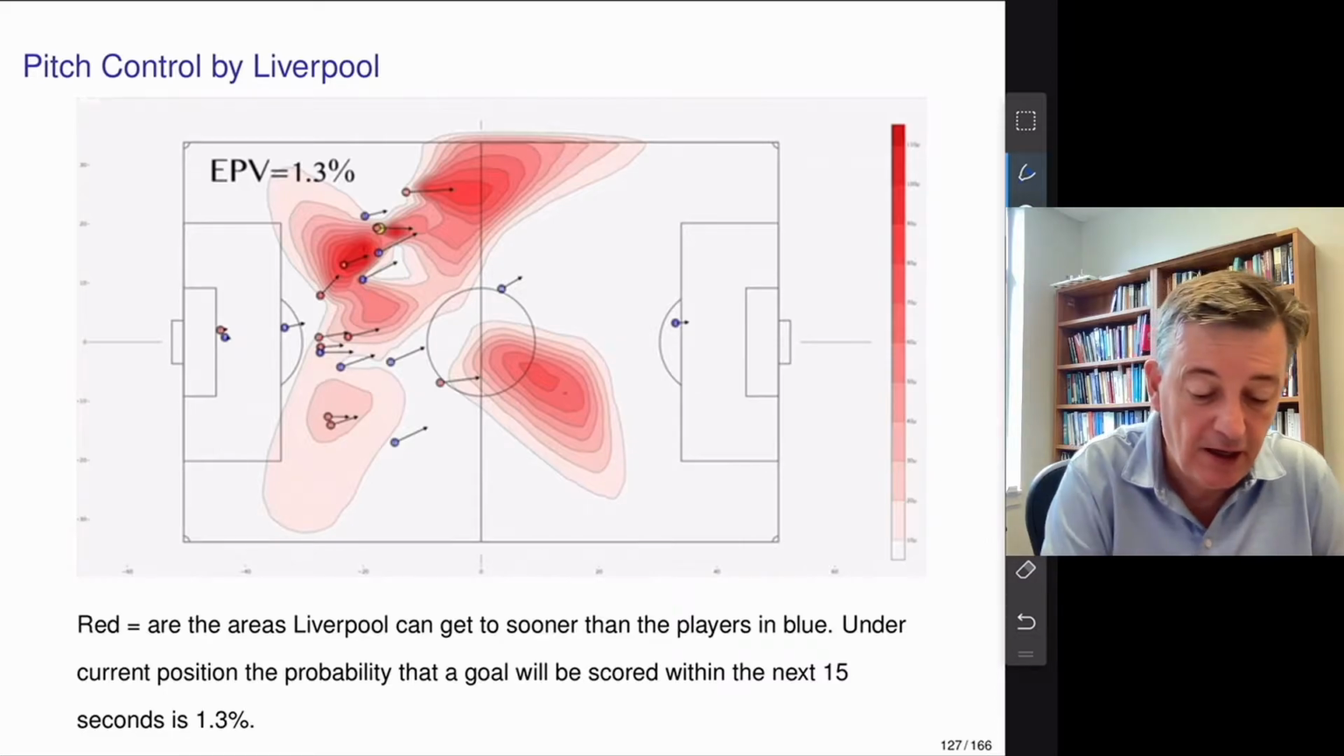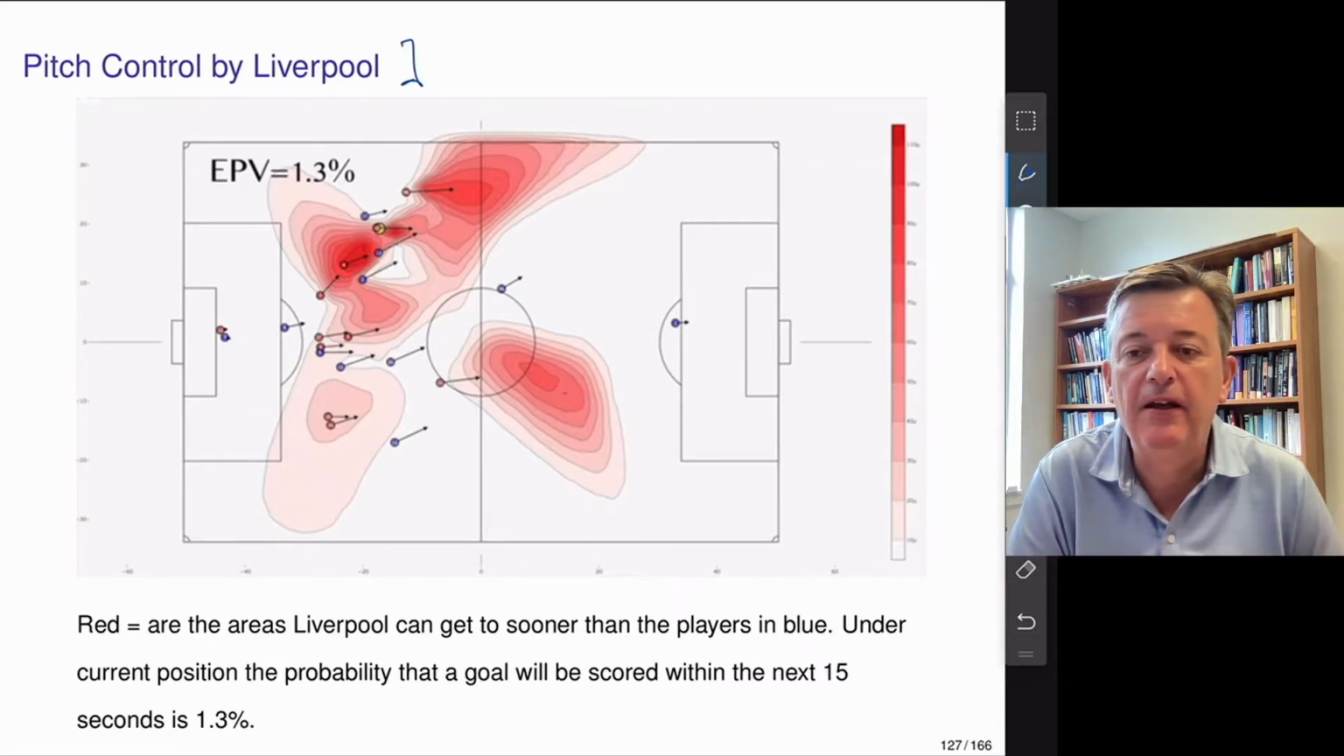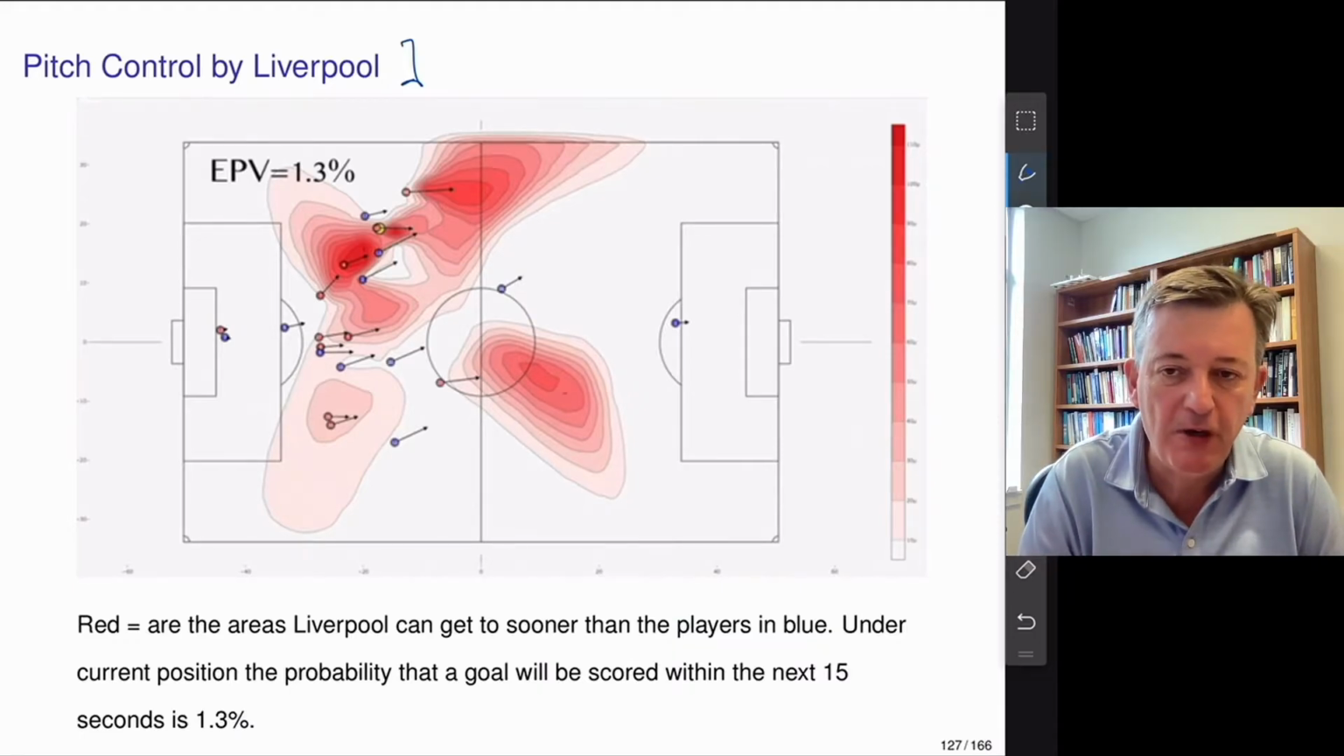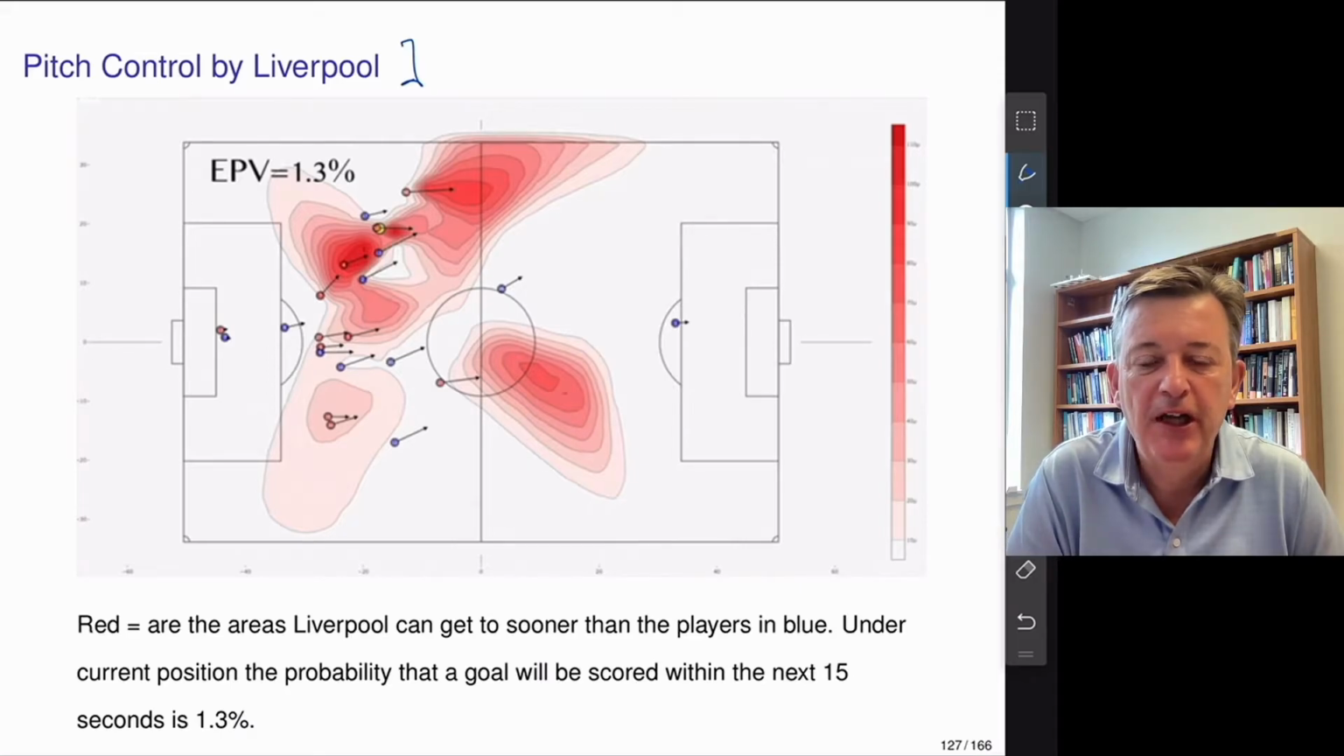If you click on the link up here, the data science team at Liverpool created these things called heat maps. And so the red areas, no pun intended, given that Liverpool are the Reds, are the areas where Liverpool can get to sooner than the blue players. And the model, based on a logistic regression, estimates how much more likely you are to score a goal within the next 15 seconds if you can do that. And scoring a goal is very rare, so a 1.3% increase, compounded up over a game of 90 minutes, is quite substantial. Okay, so lots of video footage.